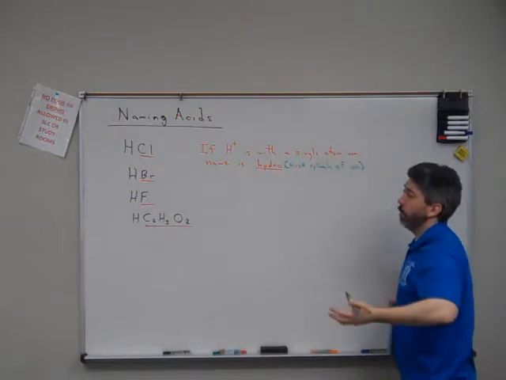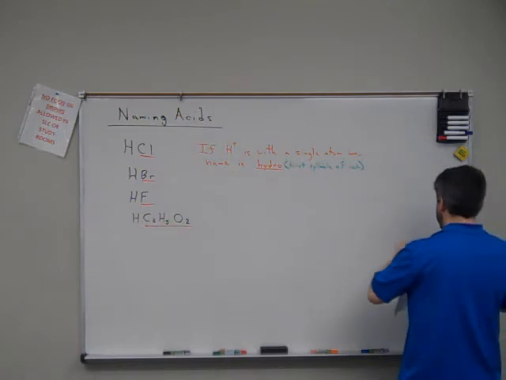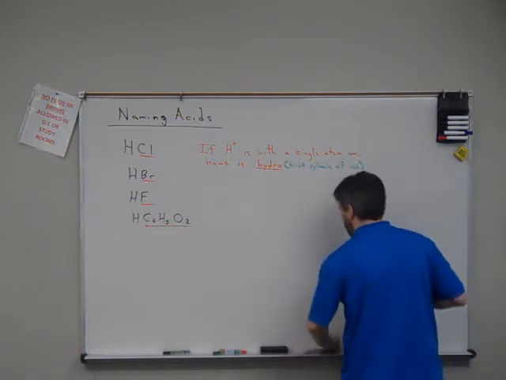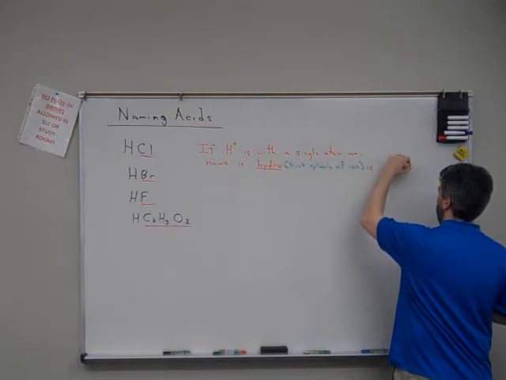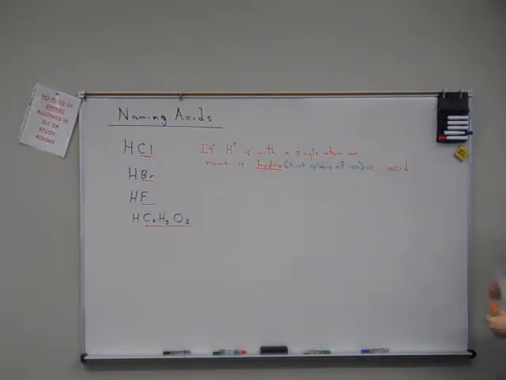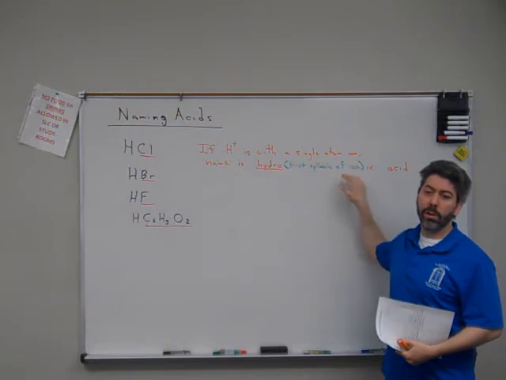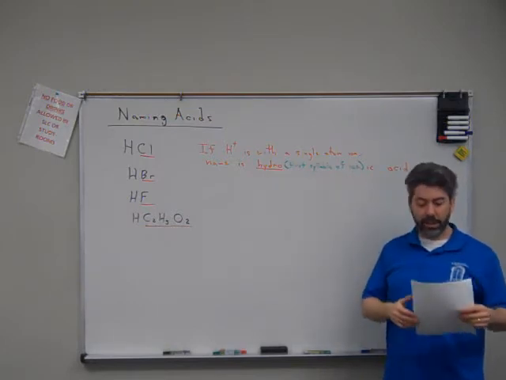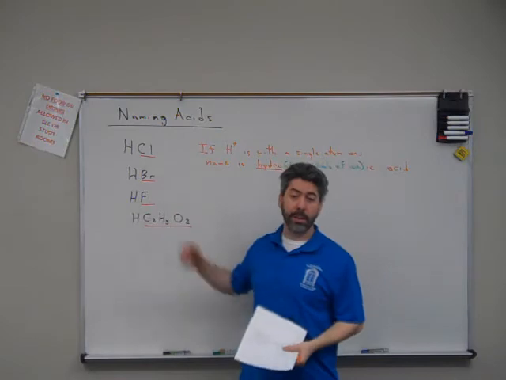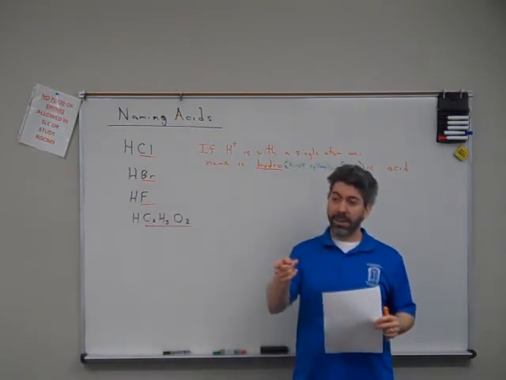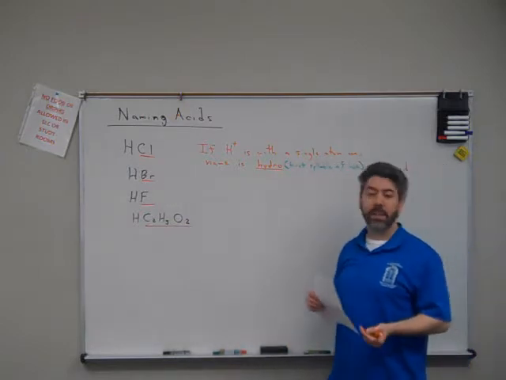The first syllable of chloride or chlorine is chlor, right? So the first syllable of the ion followed by ic. And then you always end with the word acid. So in this case, when H is with Cl, it's going to be hydrochloric acid. Make sense? So that's our first one. Now, if it's bromine, what would the name be? Hydrobromic acid. And fluorine would be? Hydrofluoric acid. So those are pretty straightforward.